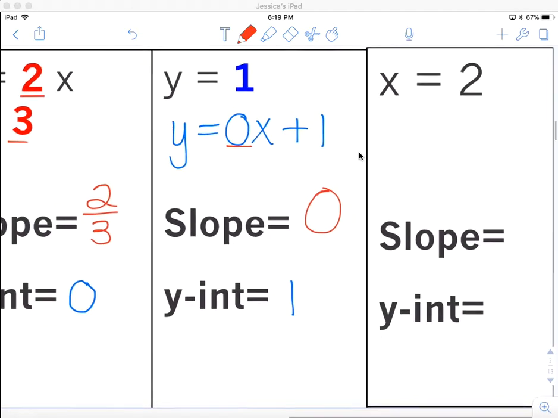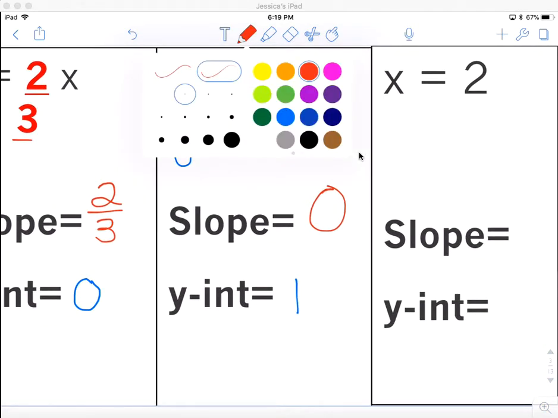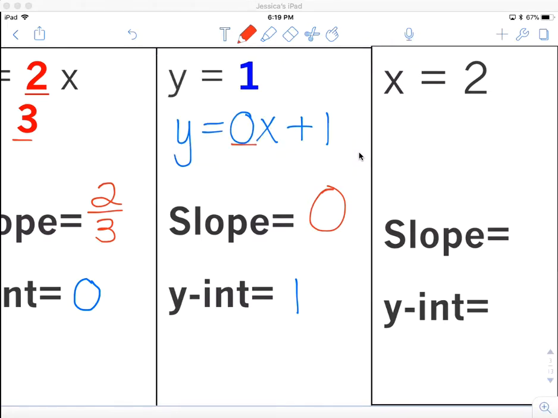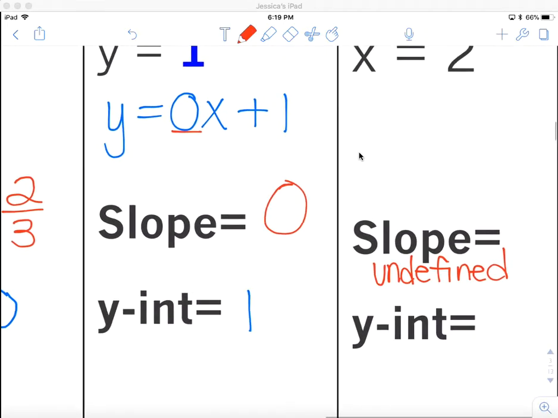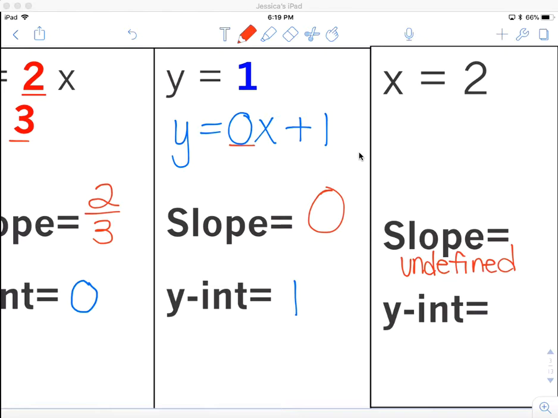And then finally, x equals 2. When you have x equals, this is the one that's unlike all of the others. X equals 2 is a vertical line, which means our slope is undefined. It's different from all the others. And then x equals 2 will never cross the y-axis. So for this one, we actually don't have a y-intercept, so we write none.